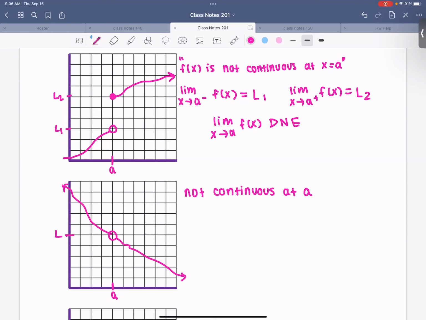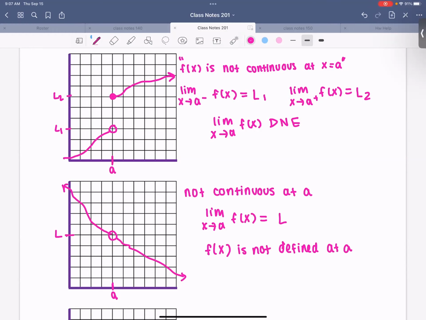Okay, now in this case, the limit does exist. What's the limit as x approaches a of this function? L, right? So the limit does exist. What's the problem here? The actual value of a doesn't match the limit of it. Okay, that is true, but the actual function doesn't even exist, right? So f of x is not defined at a, right? f of a doesn't exist. There's no value of the function at a.